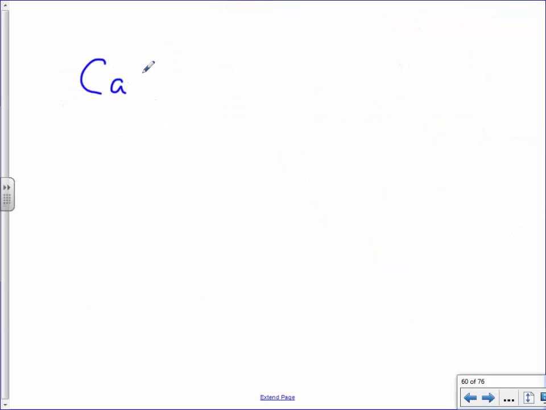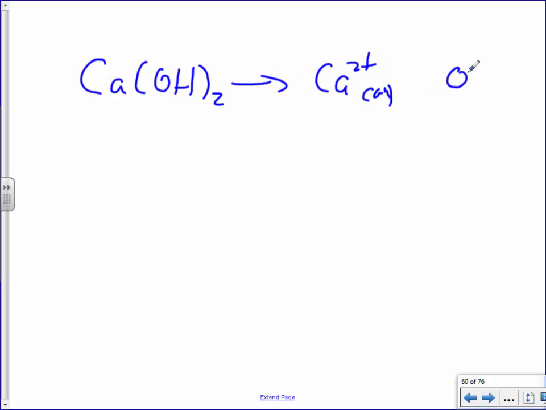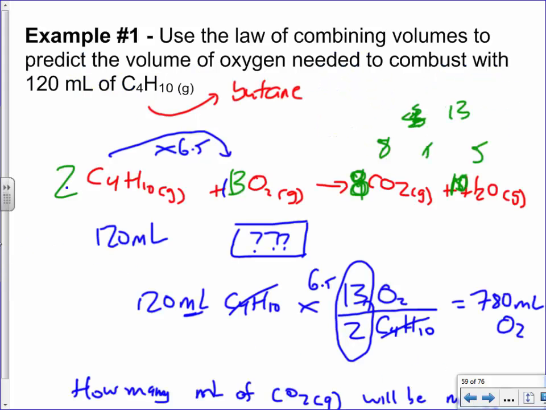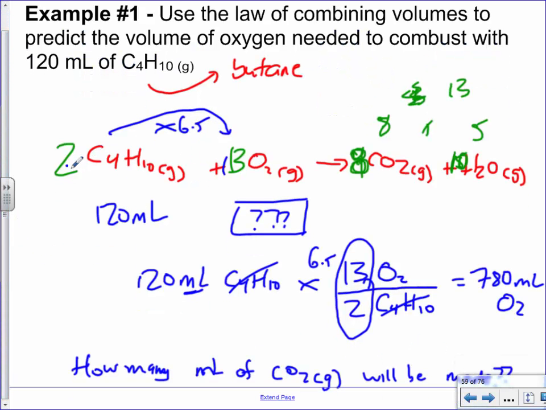Now, how if I give you Ca(OH)2, and it dissociated into Ca2+ and OH-, but there's 2 OH minuses. If this was, say, 1 mole per liter, this was also 1 mole per liter, but this guy would be 2 moles per liter, just based on the fact that you're going from 1 to 2. Do you guys recall that concept? That's essentially the same principle that I'm trying to apply here, is that in this relationship, this is 2.